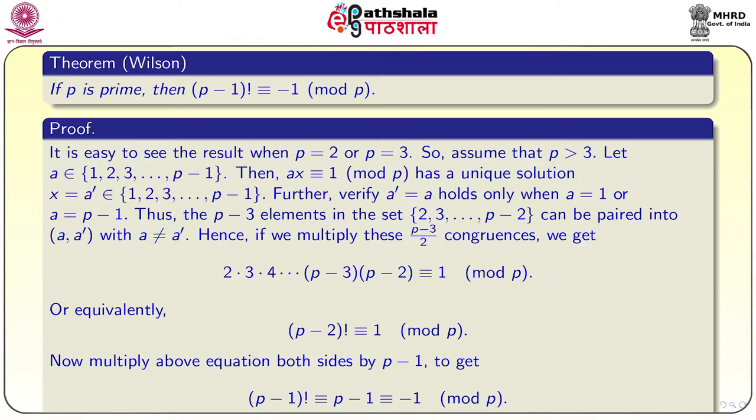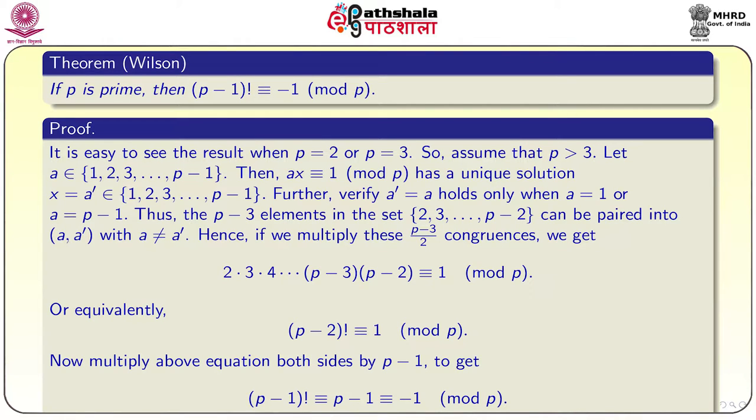Now, we will assume that p is a prime and p is greater than 3. So, let us assume a belongs to 1, 2, 3 and so on up to p minus 1. Then we look at this equation, actually it is called a congruence equation: ax is congruent to 1 mod p. So, here we are looking for all x such that ax is congruent to 1 mod p. And this ax equal to 1 mod p has a unique solution. It is because a belongs to 1, 2, 3 and so on up to p minus 1.